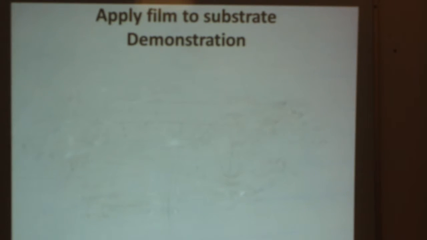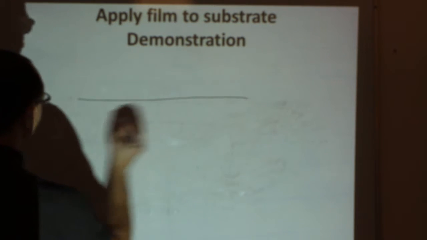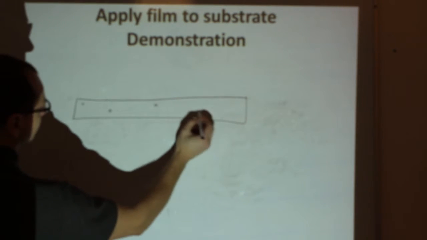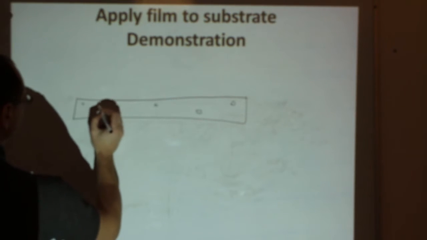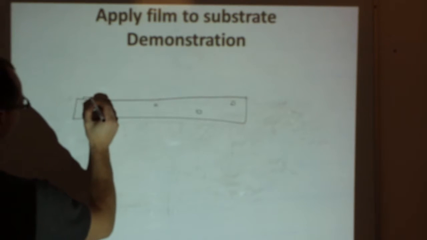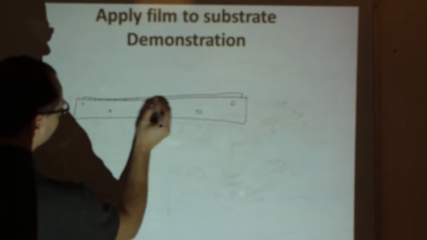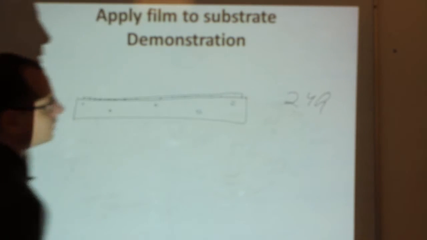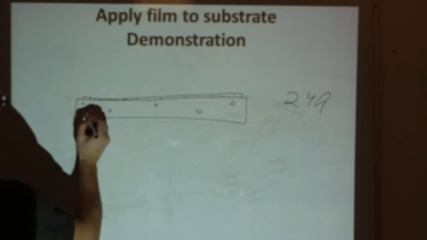So, checking the moisture in the substrate using a film. If this is our screed or concrete, and we need to check the moisture in it, what we do is apply a plastic film on top of it and leave it for 24 hours. What's going to happen in this time?